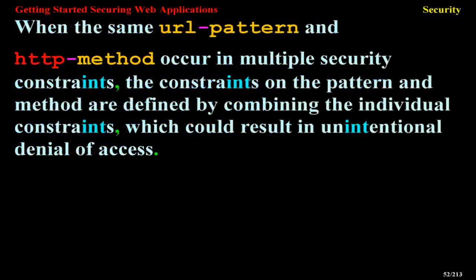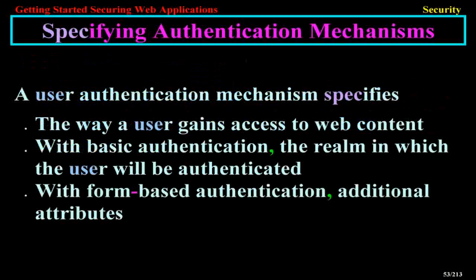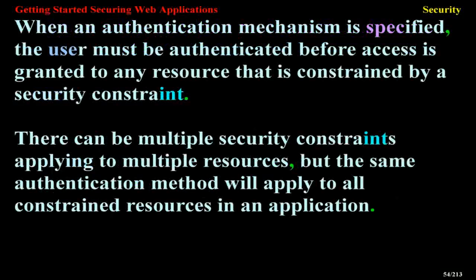When the same URL pattern and HTTP method occur in multiple security constraints, the constraints on the pattern and method are defined by combining the individual constraints, which could result in unintentional denial of access. Specifying authentication mechanisms. A user authentication mechanism specifies the way a user gains access to web content, with basic authentication, the realm in which the user will be authenticated, with form-based authentication, additional attributes. When an authentication mechanism is specified, the user must be authenticated before access is granted to any resource that is constrained by a security constraint.